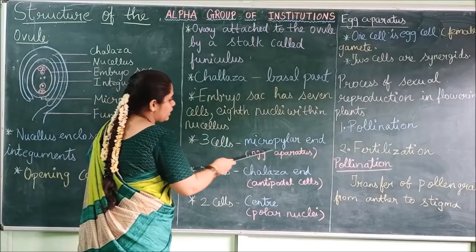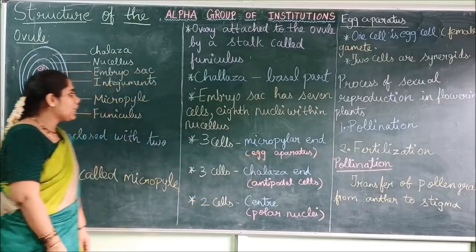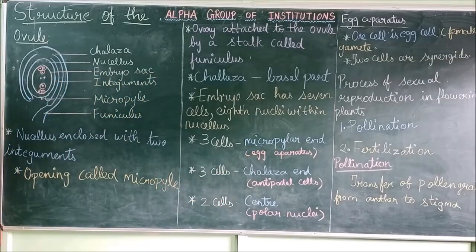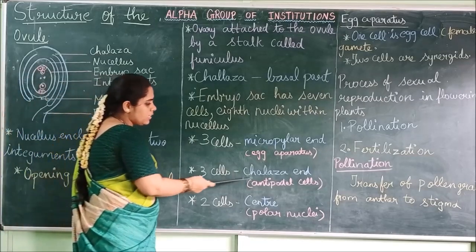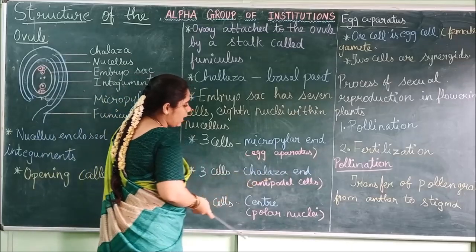Three cells will be present in the micropylar end. As you can see here, 3 cells are present. Since the micropyle is present, it is called the micropylar end, and these three cells are called the egg apparatus.